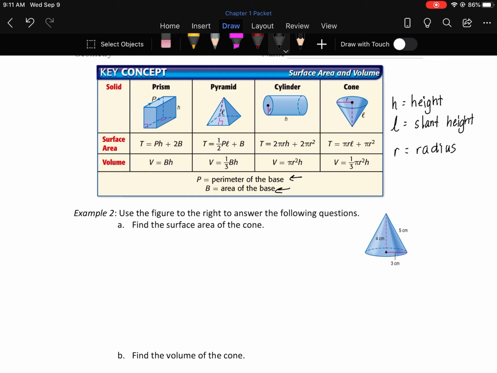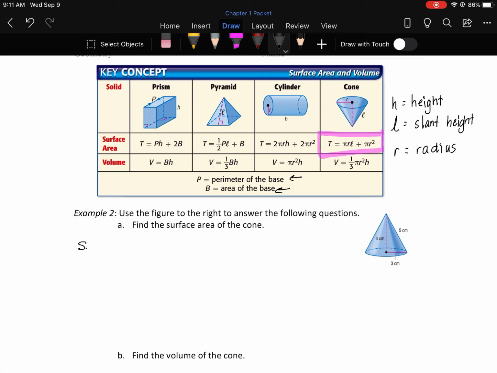So for example 2, it says use the figure to the right to answer the following questions. Part A, we have to find the surface area of this cone. So for surface area, I think about wrapping a present. You want the wrapping paper to get on every single surface of the outside. So that's what we're trying to do here. So if I'm looking at this formula above for surface area, we're using this formula.